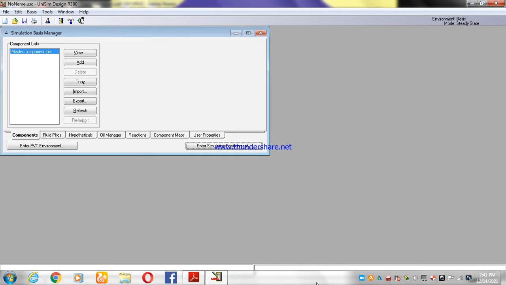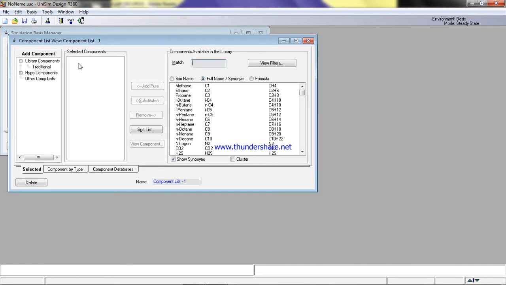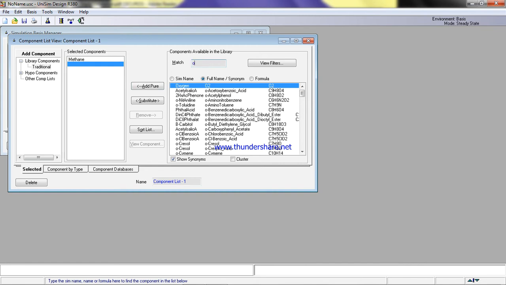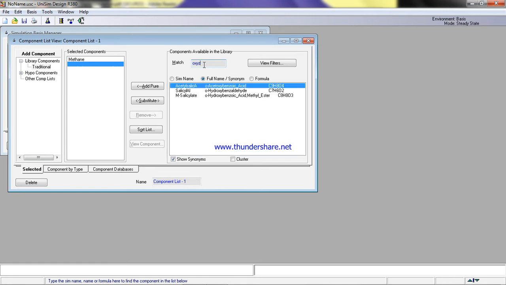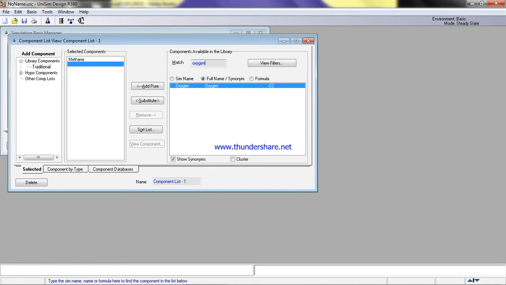At the UNISIM environment, we will now input those components. So you come to add, then we'll need methane. You click on methane here and then click on add. Then the next thing we'll need is oxygen. You can type it here, oxygen. What's the spelling again? Oxygen. Okay, you have it there.